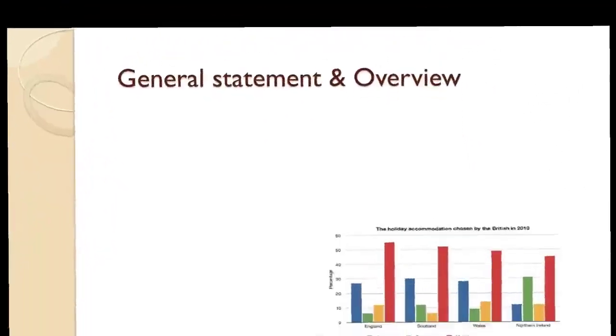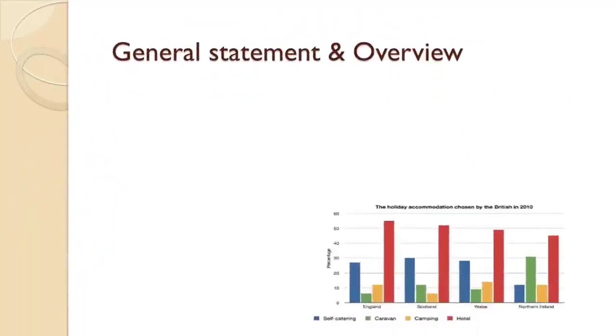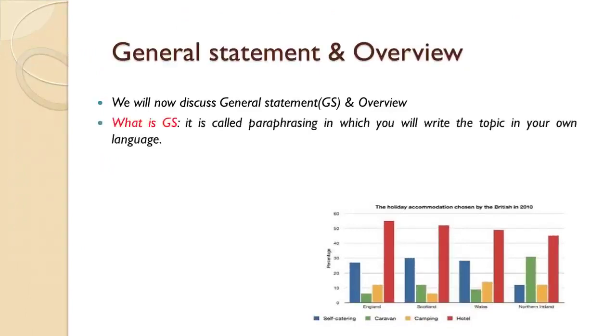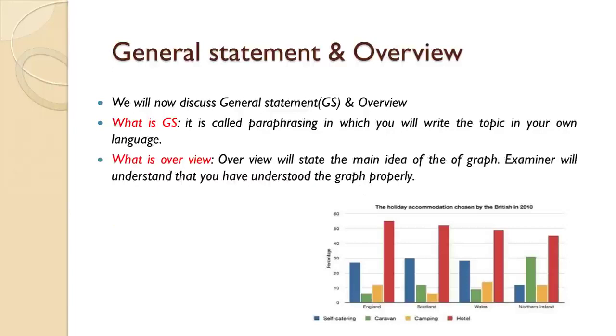Now, general statement and overview. We'll now discuss general statement and overview. I mean the paraphrasing. We will paraphrase the topic. What is general statement? It is called paraphrasing, in which you will write the topic in your own language. What is overview? Overview will state the main idea of the graph. Examiner will understand that you have understood the graph properly. The first thing is general statement. Second one is overview.